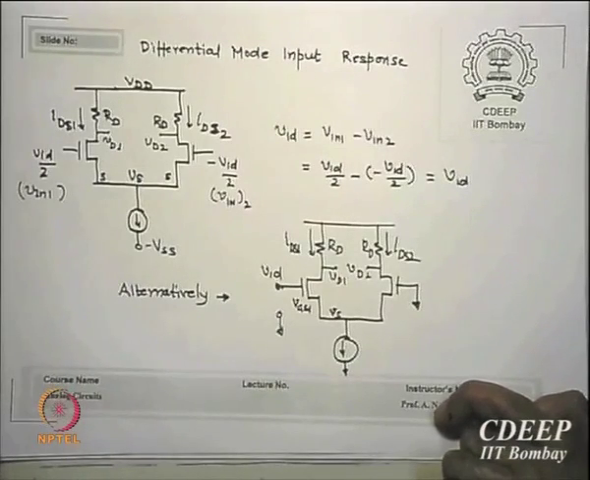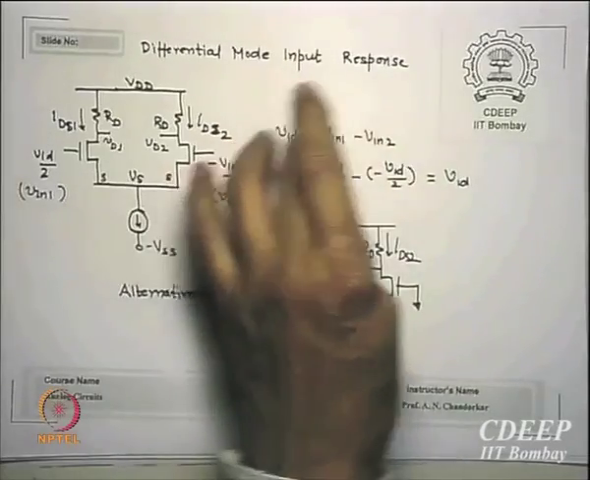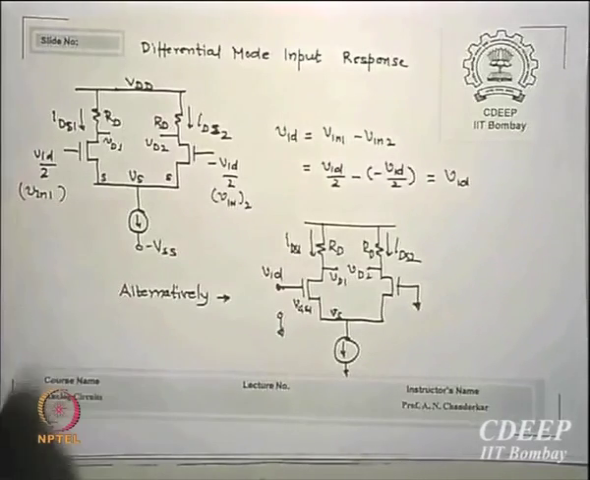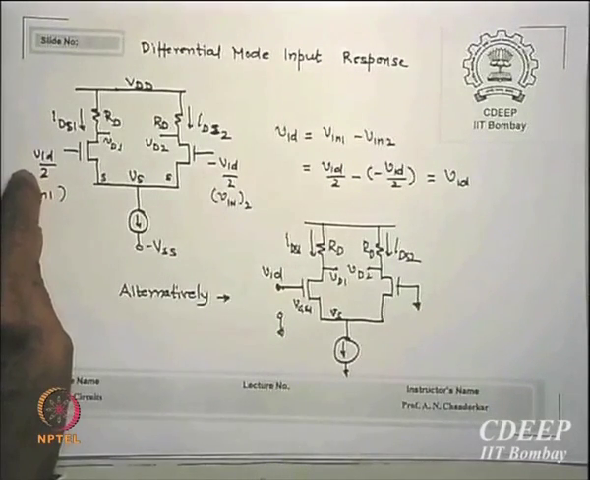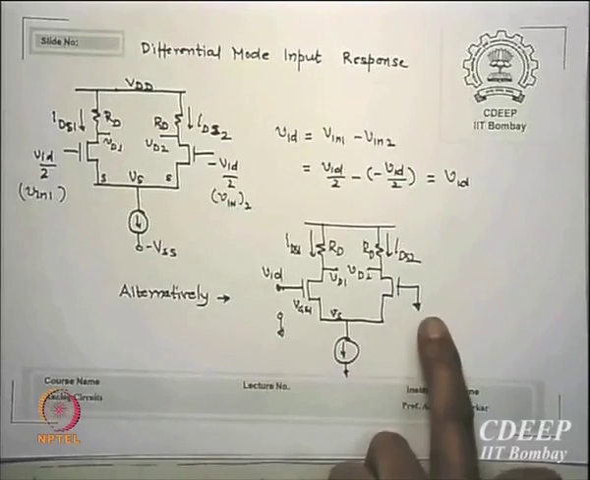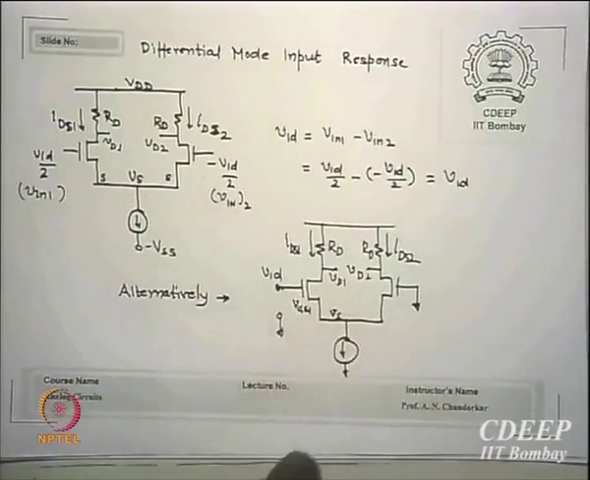If I say I have a difference signal of Vin 1 minus Vin 2, that is our difference signal. The difference of the two input signals is the difference signal, Vin 1 minus Vin 2. If Vin 1 is higher, VID is positive. If Vin 1 is smaller, VID is negative. Fair enough, but otherwise the difference is always there. So I now play a game. I apply VID by 2 here, and I apply minus VID by 2 on the other side. So how much is the difference signal? VID, is that clear? Alternatively, I can also assume that one of them is grounded and this input is VID. So VID minus 0 is still VID.